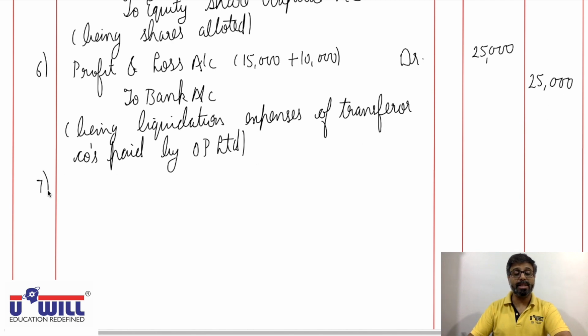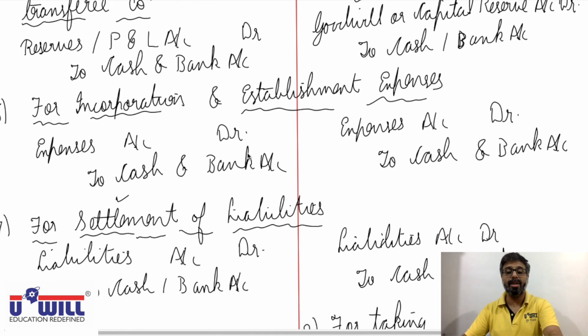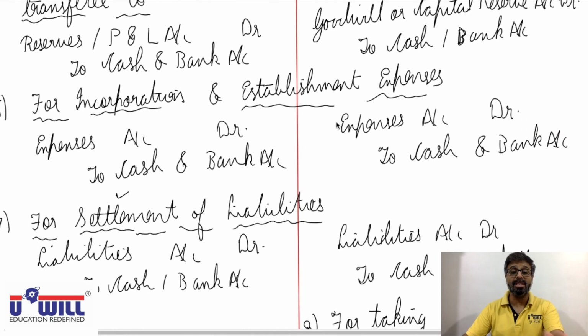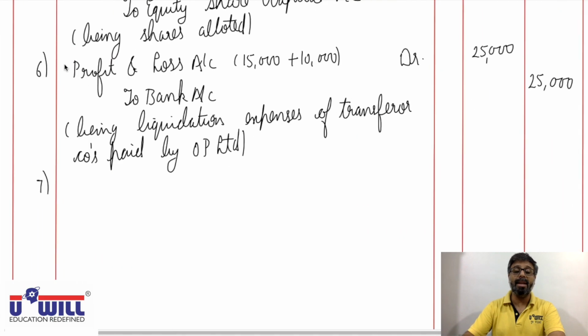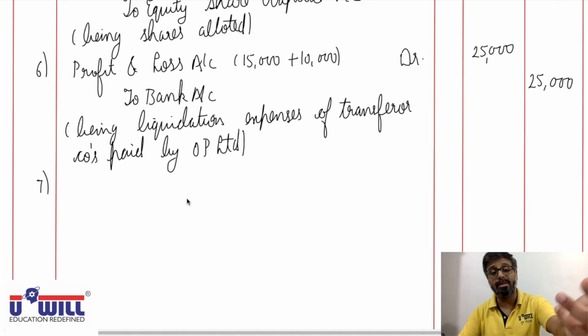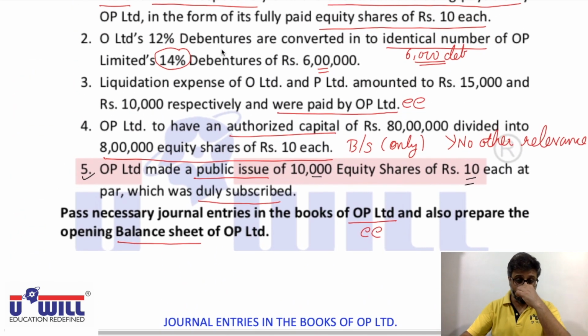Now after liquidation expenses, we had the entry of establishment expenses, preliminary expenses, registration expenses, sixth entry, but that we don't have in the question. There are no such expenses given. We directly have settlement of liabilities, which was given liabilities to cash and bank, but I told you that normally in liabilities we'll have the entry of debenture to debenture. Like here also we have in adjustment number 2, 12% debentures are converted into, we discussed, identical number means same 6,000 debentures of OP Limited's 14% debentures of rupees 6 lakhs.